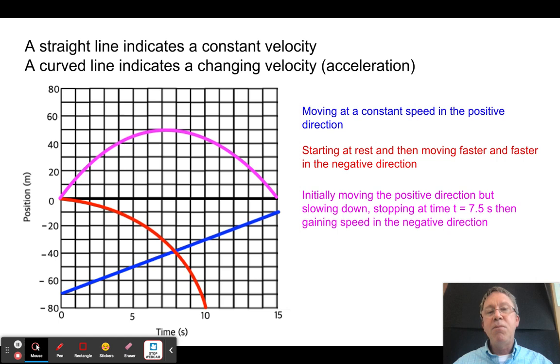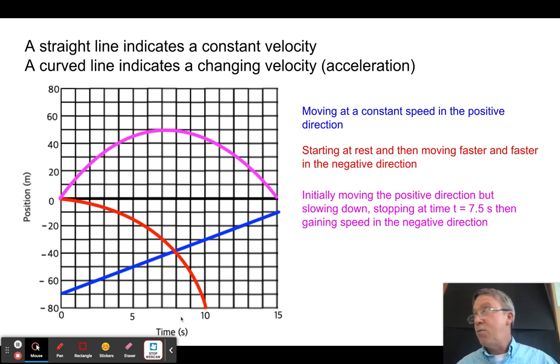All right, but let's look at this red one. This is a skill you need to work on. I look at the very first part of this graph. You know what I see? I see an instantaneous slope that's essentially 0. That tells me this red one started from rest. And as time goes by, it becomes more and more negative. So I can tell it's speeding up in the negative direction.